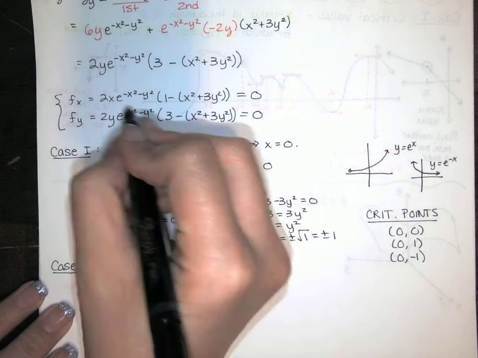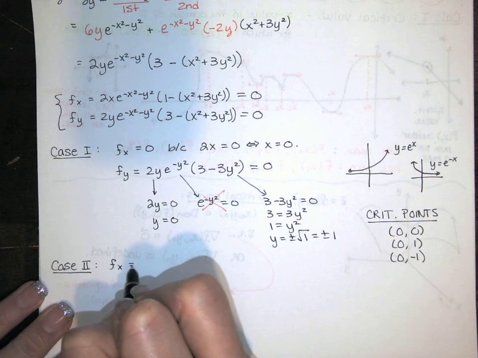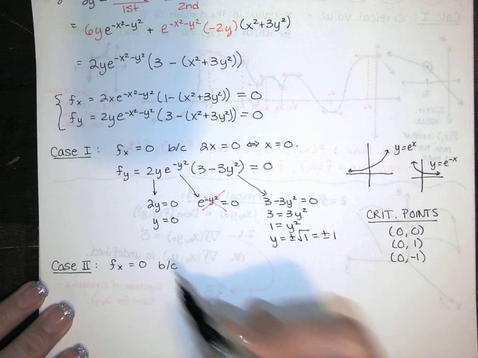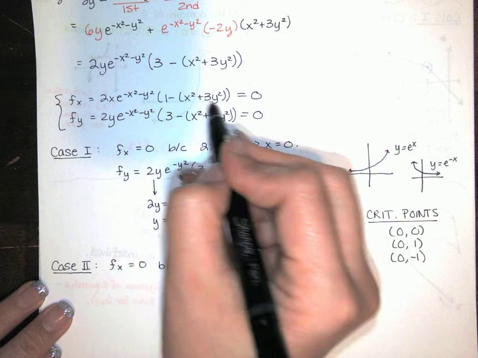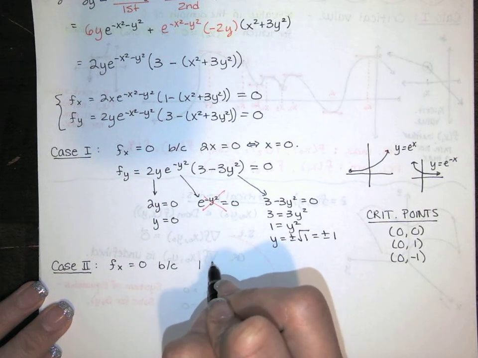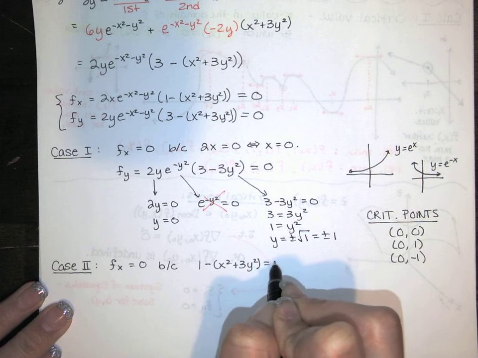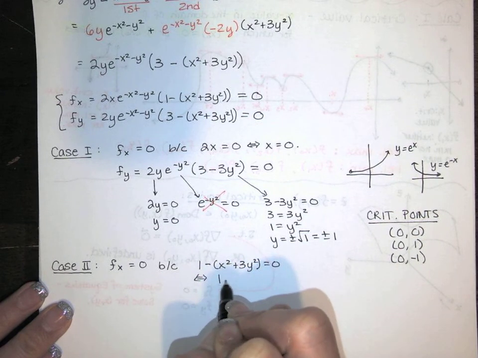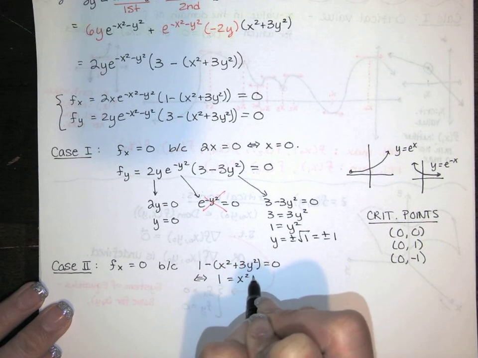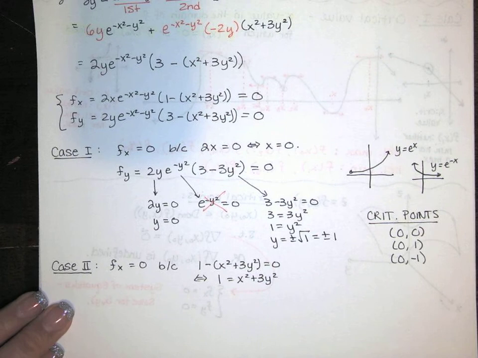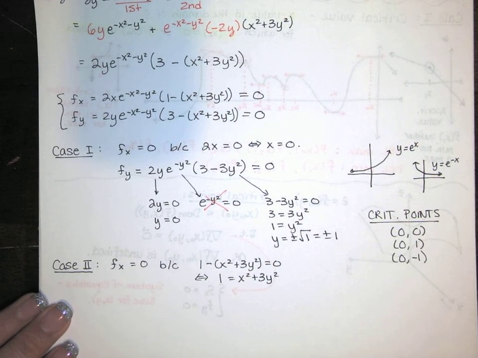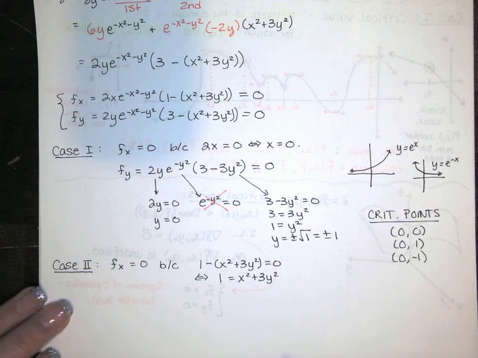So the second way that the partial of f with respect to x could be 0 is if this factor is 0. So 1 minus the quantity x squared plus 3y squared is 0. Or alternatively, you could say we're on the curve where 1 is equal to x squared plus 3y squared. That is an ellipse.